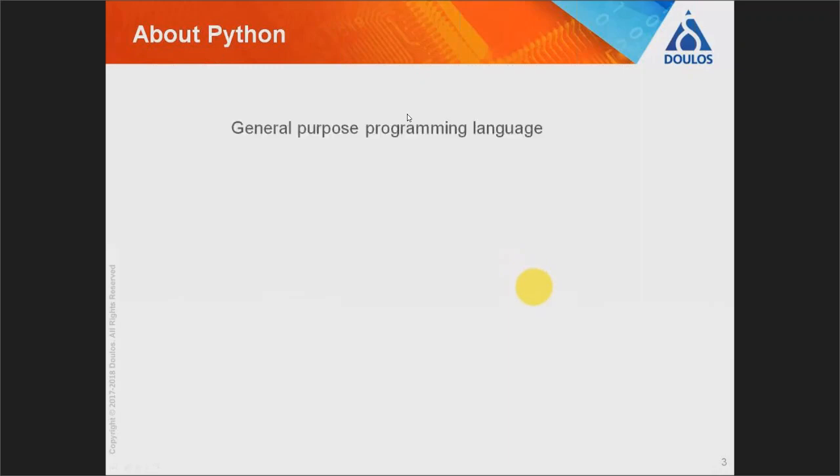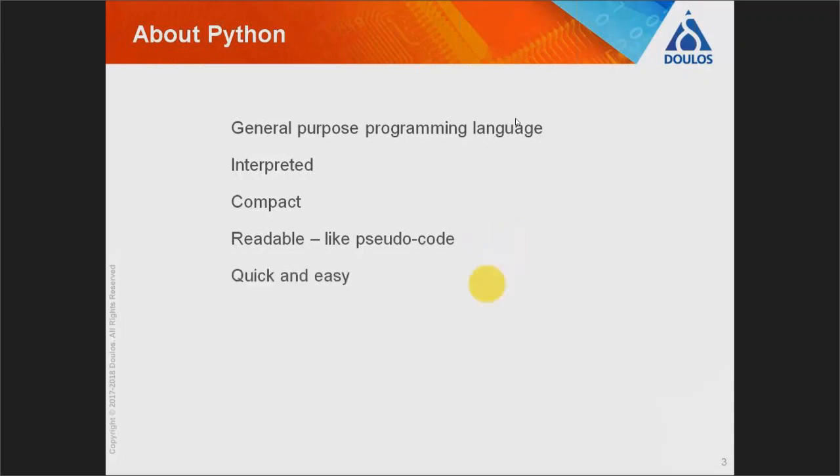So let's start by saying a few things about Python. Python is a general-purpose programming language. It's an interpreted language. It's a very compact language. And Python code is very readable. It's often compared to pseudocode. A Python program looks a little bit like an English language description of the program itself.